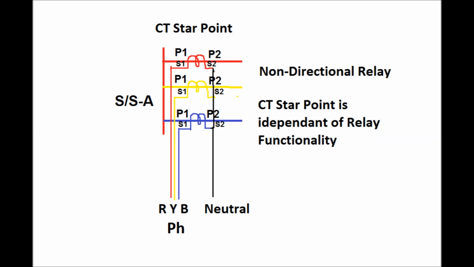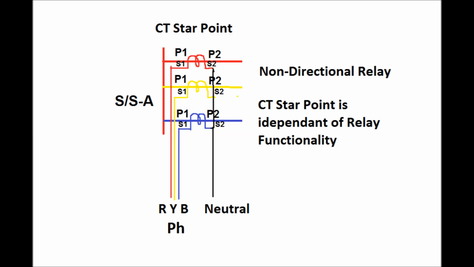Now come to the case of a non-directional relay. In the case of a non-directional relay, since the relay does not sense the direction of the current flow, it only senses the magnitude of the current, and by means of the magnitude of the current it sends a trip signal if the magnitude of the current is beyond the setting limit.